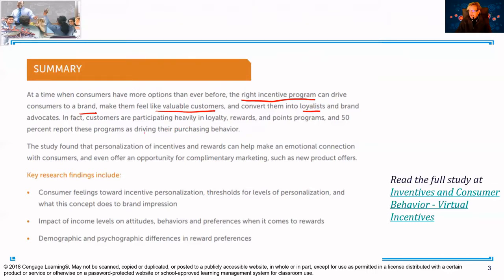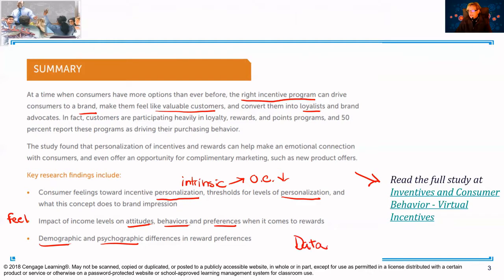It's fascinating, and this is just the summary. If you want to read the entire study, you can click over here and it will take you to the study, which talks about how we have some manipulation perhaps. But consumers' feelings towards incentive programs, notice personalization, these things are intrinsic. And so they really go towards lessening the opportunity cost to buy. Again, attitudes, behavior, preferences. This is when we talk about things like how does a product make you feel? And demographic, psychographic, and all of these things is producers gathering data and then disseminating that data to ensure that we have the right incentives for the right people.